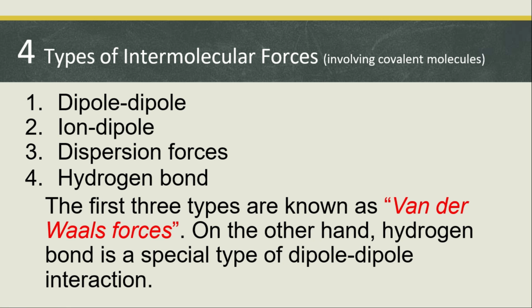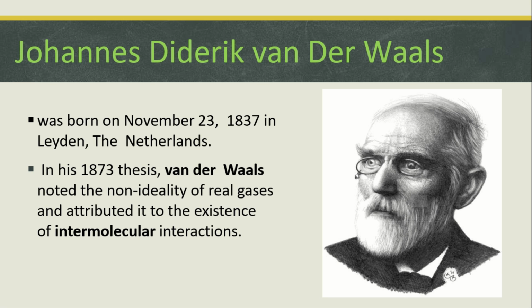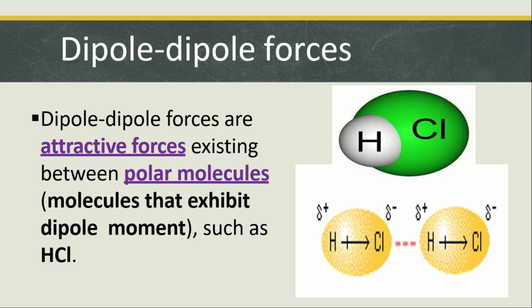Just to give you an idea, who is van der Waals? Here he is. He is Johannes Diderik van der Waals, who was born on November 23, 1837 in Leiden, the Netherlands. In his thesis, van der Waals noted the non-ideality of real gases and attributed it to the existence of intermolecular interactions. So basically, he's the one who discovered these intermolecular interactions, and the first three intermolecular forces of attraction were named after him.